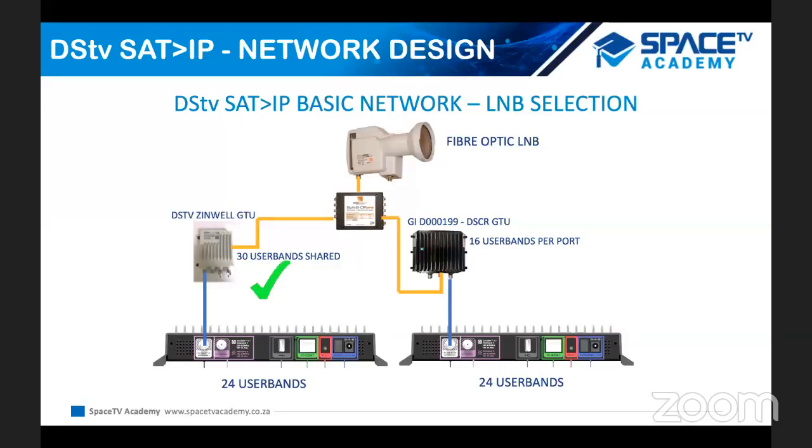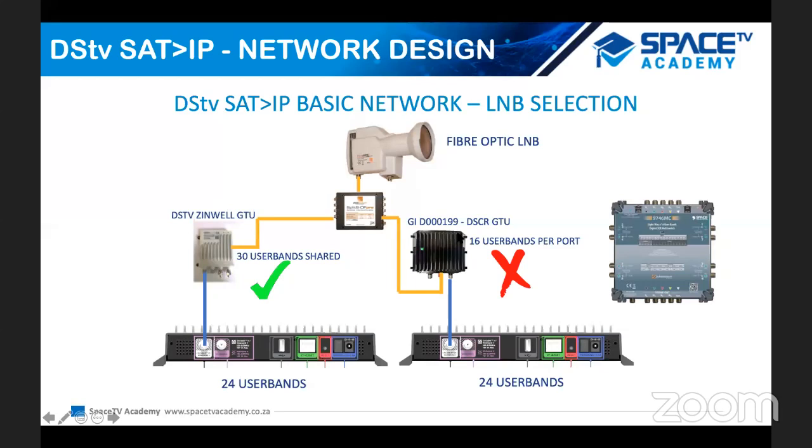Yes, on the Zenwell, we can use the Zenwell GTU because it shares the 30 user bands. Once again, only one server per GTU, but we are able to feed a server from the Zenwell GTU. Unfortunately, the Global Invacom has a total of 32 user bands, but it's only 16 per port. We can only connect to one port at a time when using unicable, and therefore we will only have 16 user bands of the required 24. So no, we cannot use that GTU. So once again, if you want to use fiber, you can use the Zenwell GTU to feed a SATIP server, but you cannot use the Global Invacom DSR GTU.